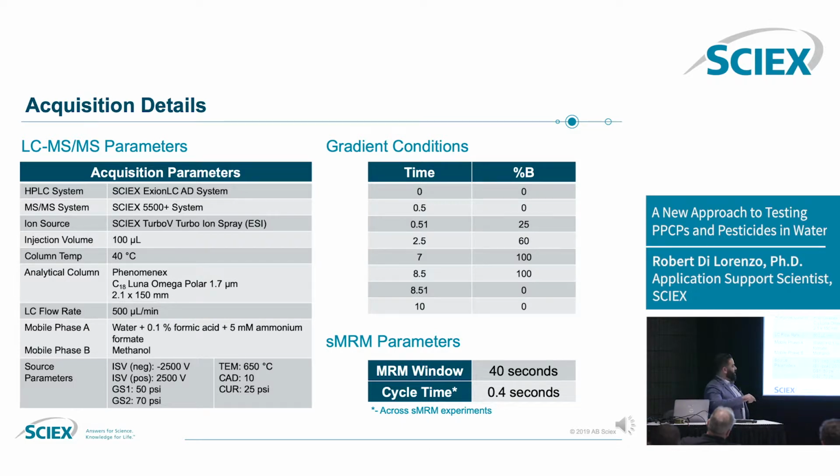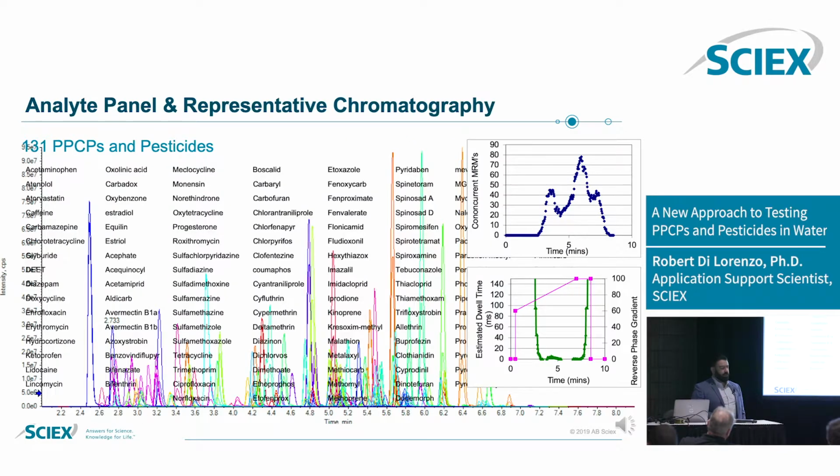And we used a cycle time of 0.4 seconds because the peak widths were fairly narrow. And because those peak widths are fairly narrow, we were able to even use our scheduled MRM feature to tighten up the window and really increase dwell times in dense chromatography as well. This was the analyte panel that we were looking at.